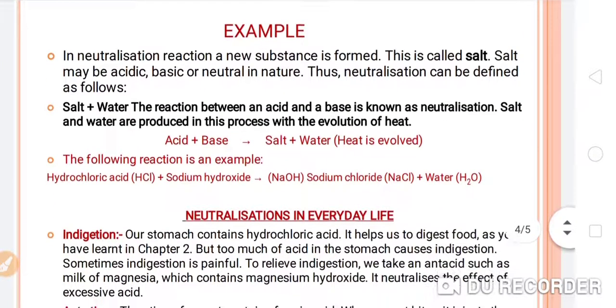Let's see an example. In a neutralization reaction, a new substance is formed. This is called salt.